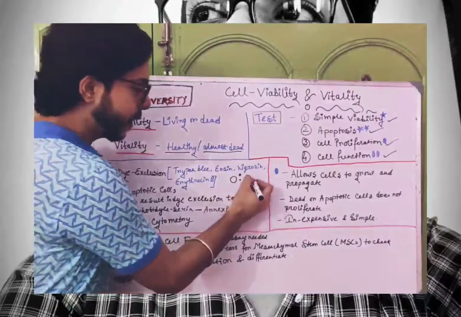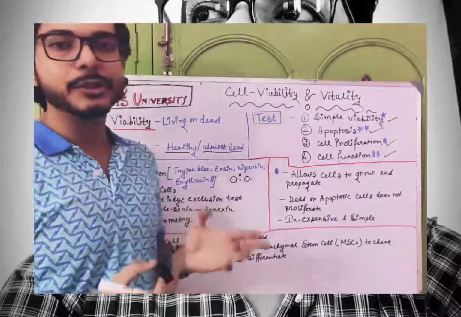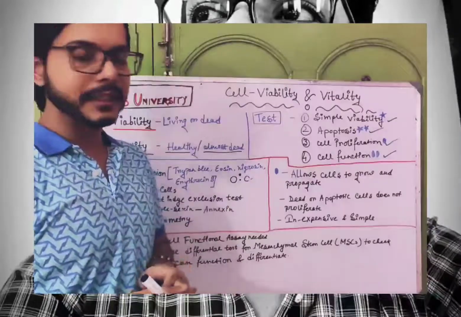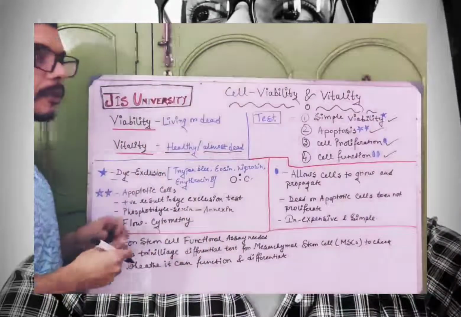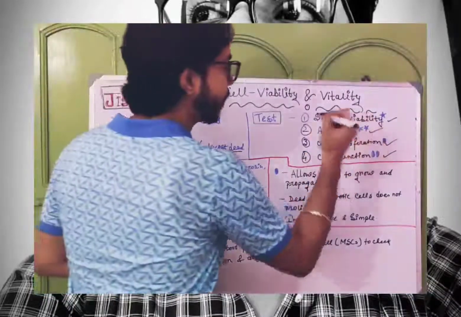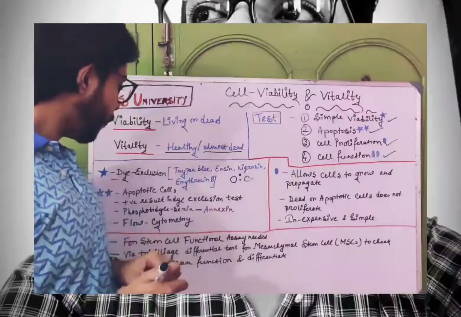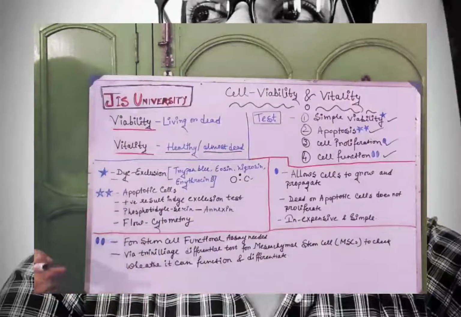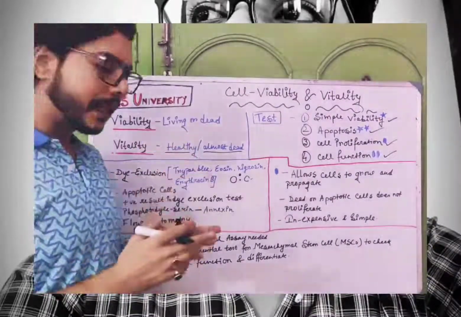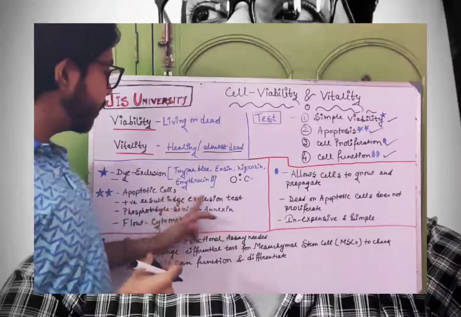But if a cell is under the apoptotic process, after a few minutes its cell membrane will rupture. But in the dye exclusion test, you won't be able to understand that. So in that case, we can go for an apoptosis test or apoptotic cycle test. Here it is written that cells which are in apoptotic cycles may give a positive result in the dye exclusion test.